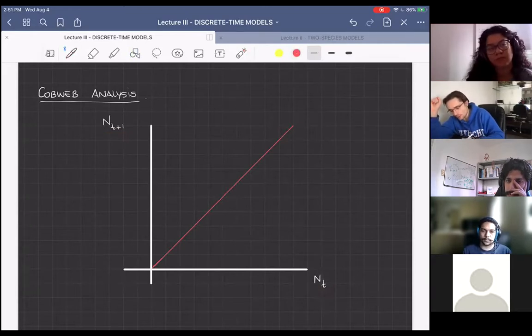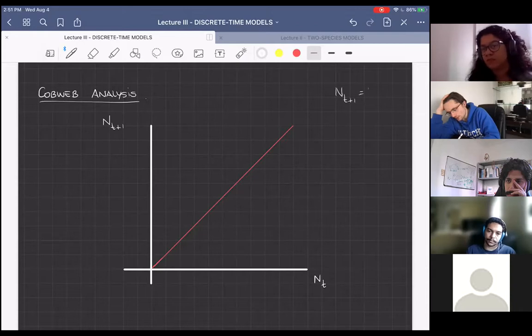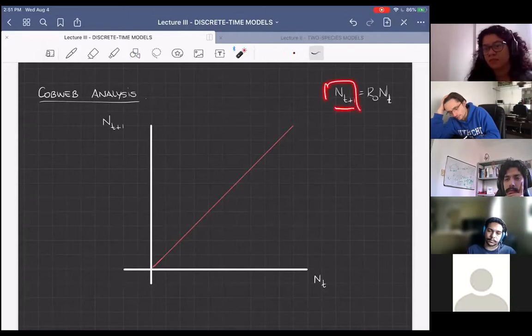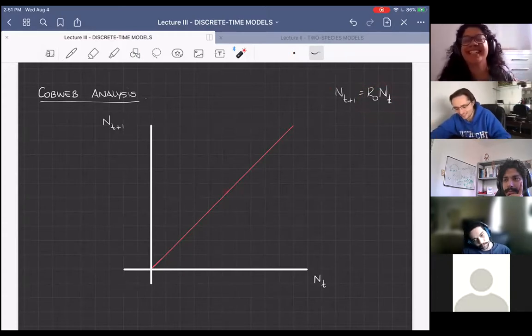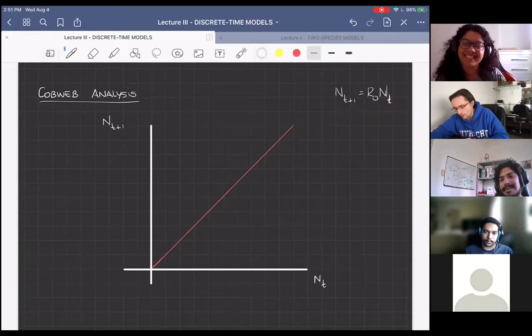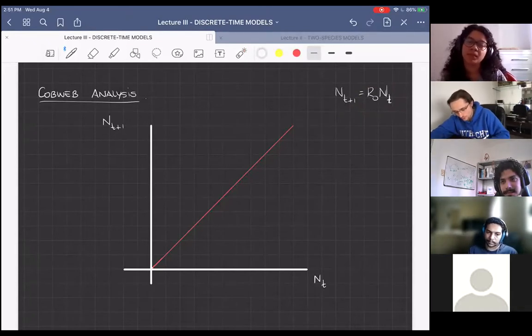And now I am going to consider my density independent model that we said was nt plus 1 is equal to R0 nt. Basically, I am going to represent nt plus 1 in the y-axis, and then in the x-axis I'm going to plot nt. So if nt is equal to 0, this is going to be equal to 0.